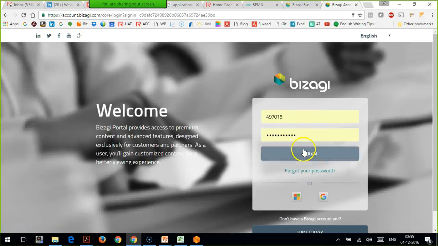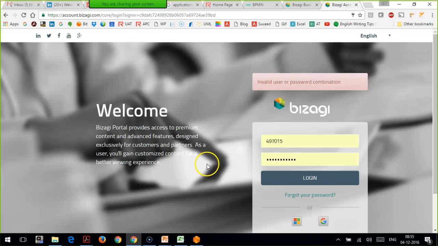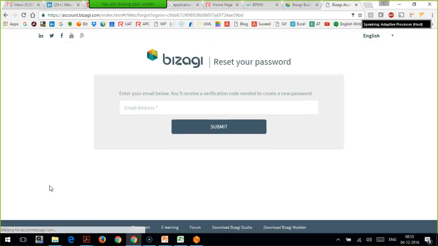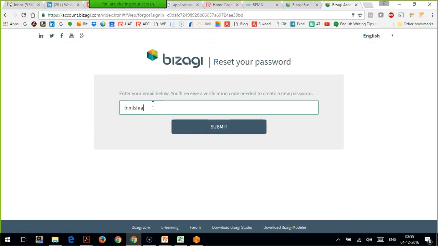It says something. I don't know from where it got this number, 497015. Okay, let me try a name. I don't think I would remember the password. This is one challenge that I have, but let me try. By chance I remember. Okay, I think I forgot the password. I'll do that. So let me just put my password here.